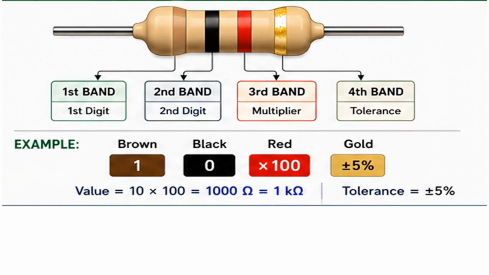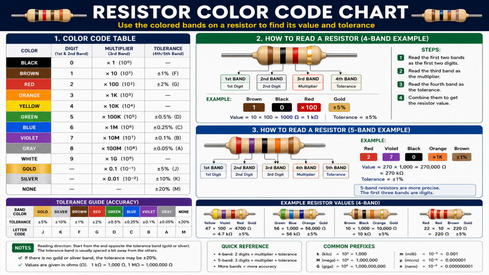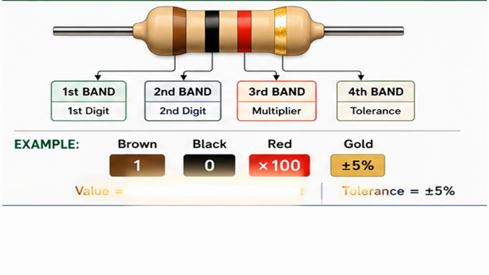Just put the numbers together. 1, 0, that's 10. And then if you look in the chart, the multiplier for red, which is the third band, is 100. So it's going to be 1 and 0, which is 10, times 100. And for this one, we get 10 times 100. It's 1,000 ohms, which is equal to a kilo ohm.